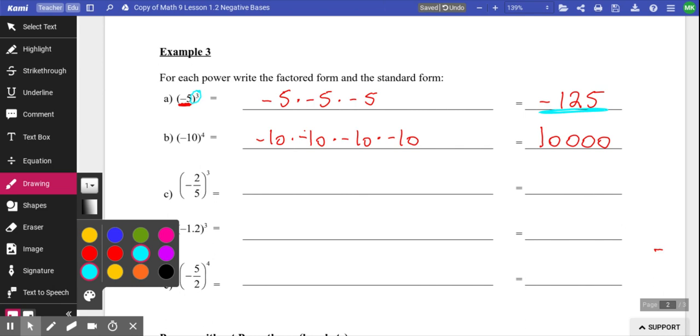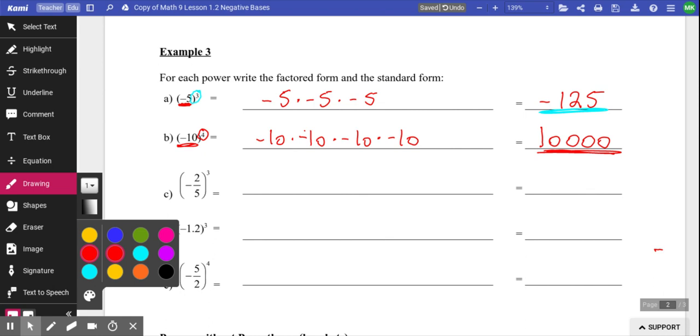For B, I'm doing the exact same idea. I take my base, it's negative 10. I multiply it 4 times because that's the exponent. Negative 10 times negative 10 times negative 10 times negative 10. That gives me positive 10,000. I know it's positive because it was an even exponent.